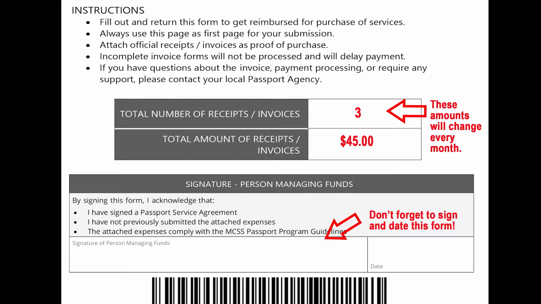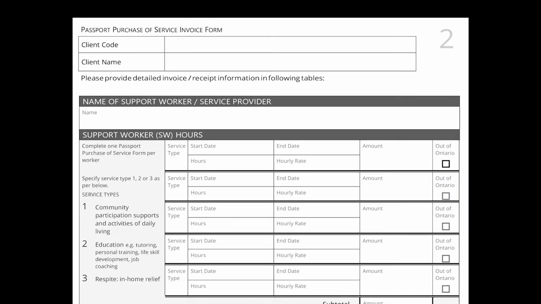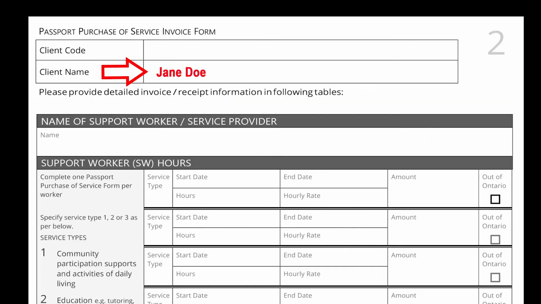So page 1 is always coming. Please think of it as your cover page. Page number 2, think of that as a support worker receipt. This is for arrangements where you have a support worker coming into the home or going out with the individual that is not hired through an agency and therefore does not provide you with a formal receipt or invoice.